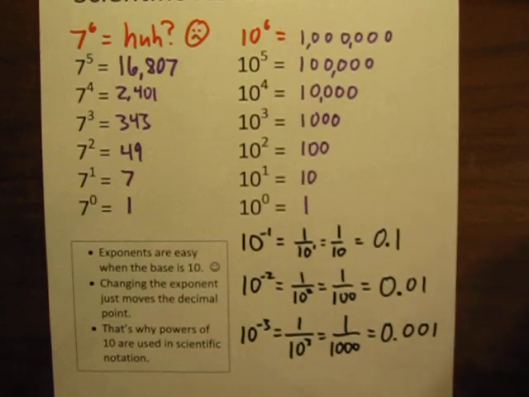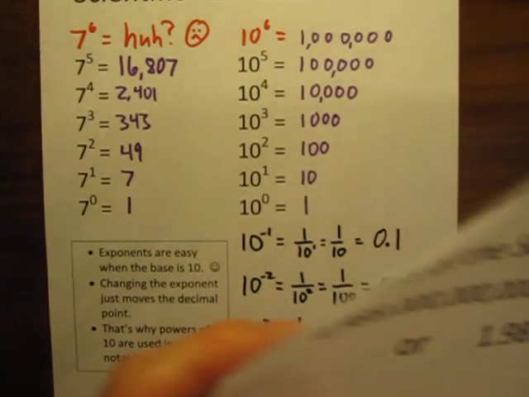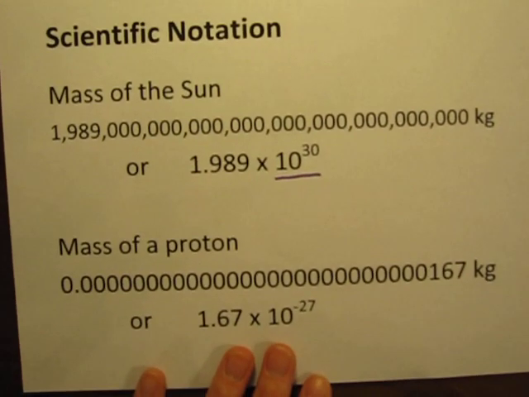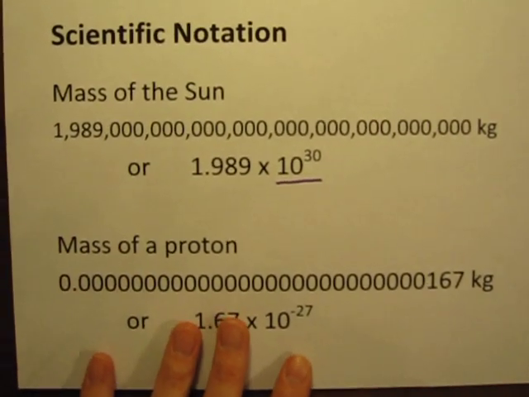So, let's look at some examples. In many areas of science, they are going to be dealing with very large numbers. For example, the mass of the sun in kilograms.